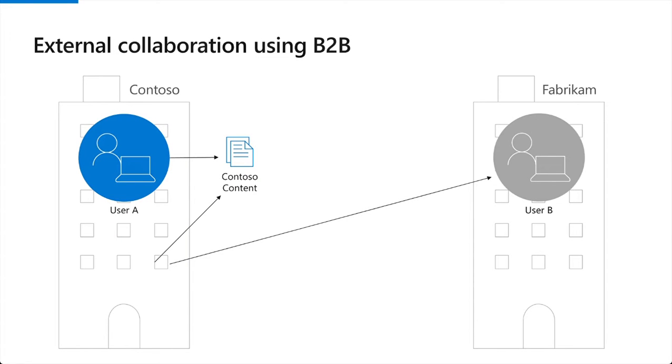The first of these options is external collaboration using B2B, or business to business. In this case, we have Contoso and Fabricom, which are two different tenants within Azure Active Directory. User A wants to be able to share a document with user B. What user A can do is share the document, and user B can authenticate with the Contoso domain. When this happens, user B can now access the document stored in the Contoso environment, but user B still actually exists within the Azure AD tenant within its own organization. It's just authenticating across that boundary.